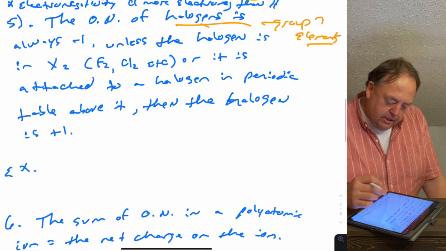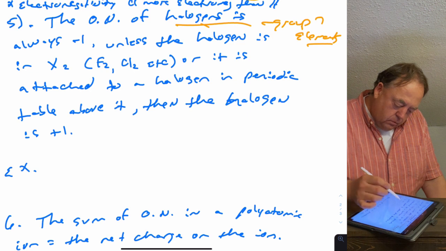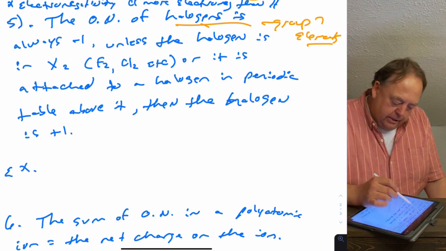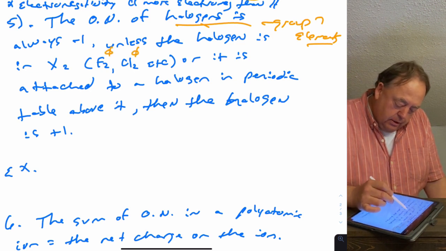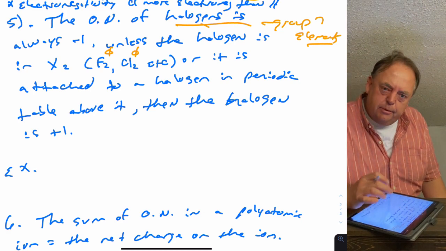So halogens are always -1 unless they are attached to another halogen, or they're attached to themselves. Like F2, then it's 0. Cl2 would be 0. Br2 would be 0, since that's the pure form of the element.